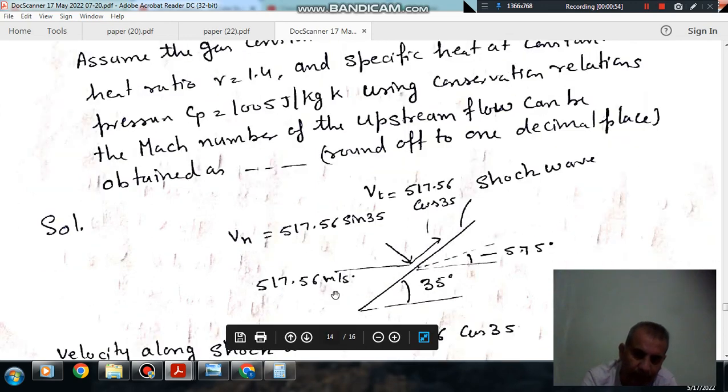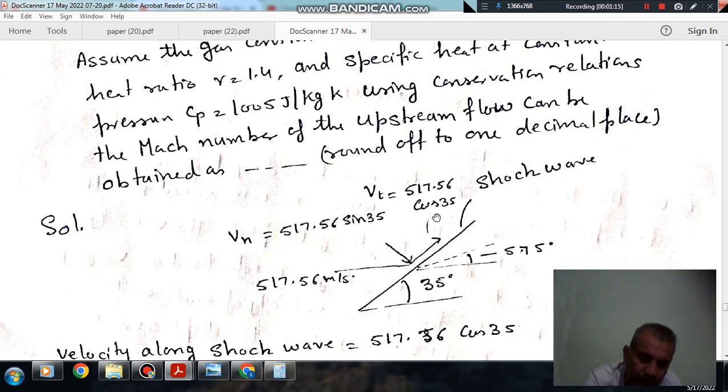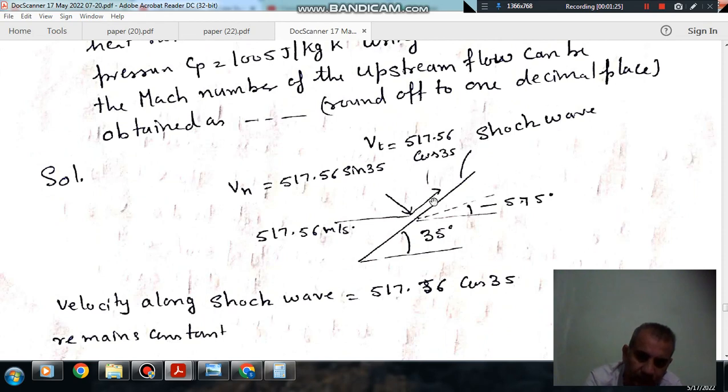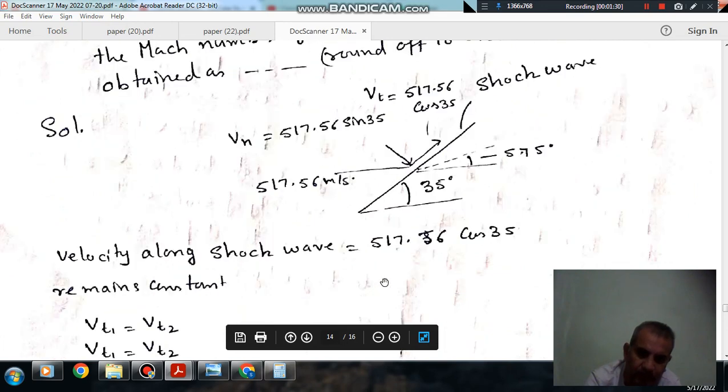So this is your shock wave and this is the velocity 517.56 meters per second, and this shock wave is inclined at 35 degrees. Okay, so we can resolve this 517.56 into components. One is the tangential component along the shock wave, 517.56 cos 35, and the other is perpendicular to the shock wave, that is 517.56 sin 35. Now in an oblique shock the tangential component remains the same. So the velocity along the shock wave is this and will remain the same.